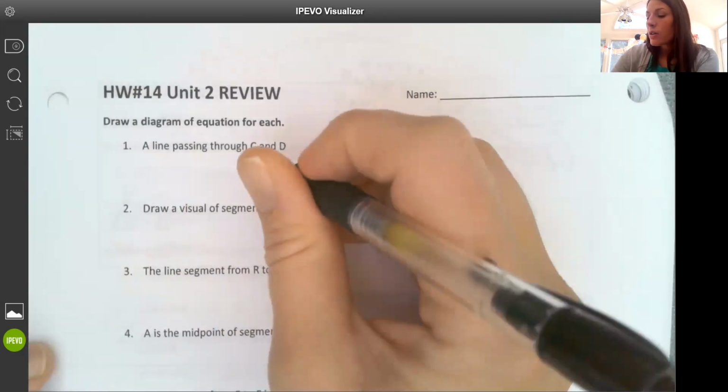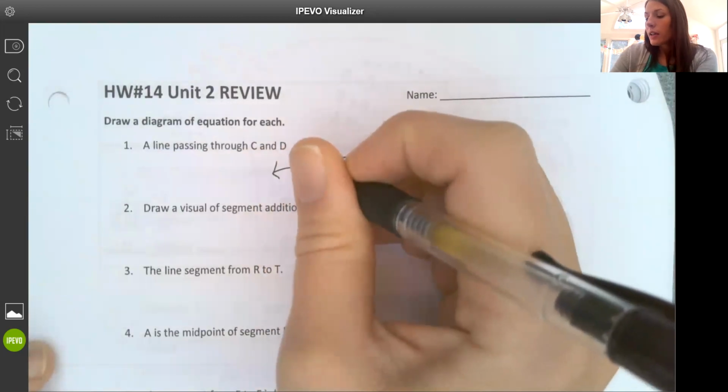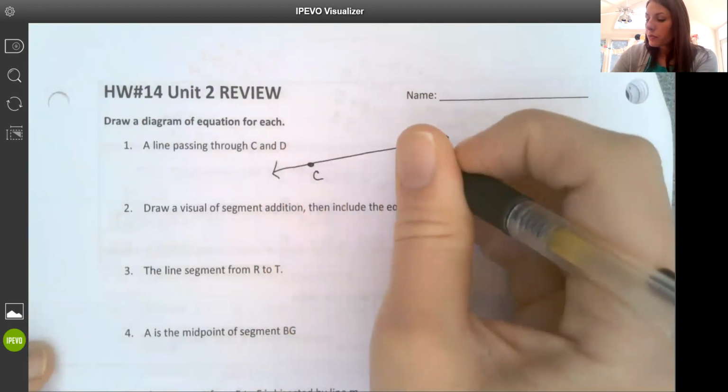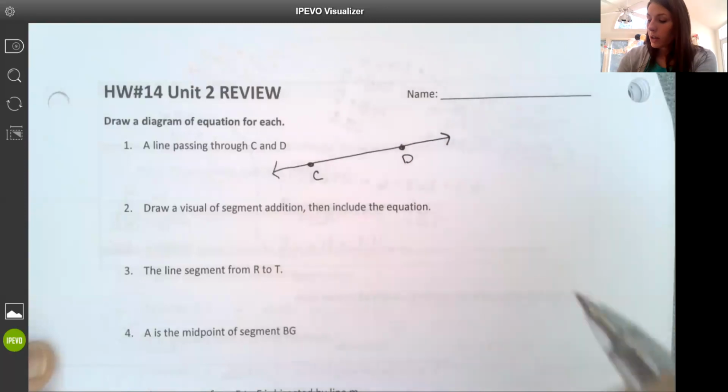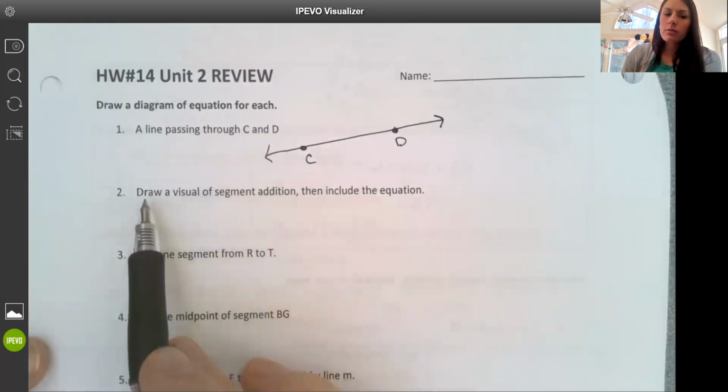So a line, what's important about that word is that it has to have arrows on both sides. And then it's passing through both points C and D. Okay. The next one, we haven't really seen in a setup like this.